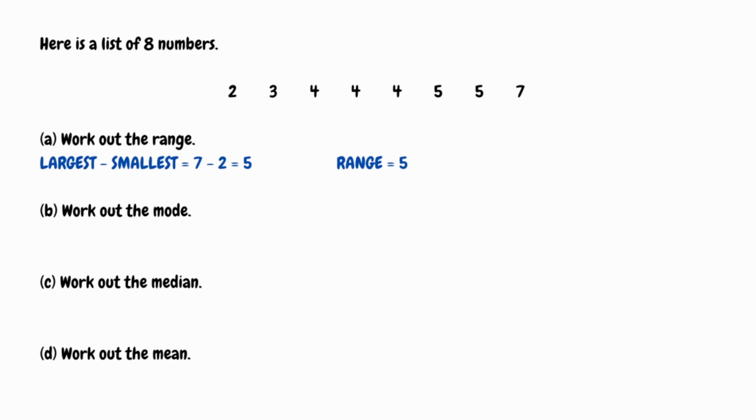Now moving on to part B, we need to work out the mode. Well, the mode is just the most common number. And again, this is where having the numbers in order makes it extremely easy to see which number occurs the most. Looking at our set of numbers here, we can see that the number 4 appears 3 times, which is more than any of the others, as 5 only appears twice, and the other numbers 2, 3 and 7 only appear once. So our most common number is 4, so that means that is the mode.